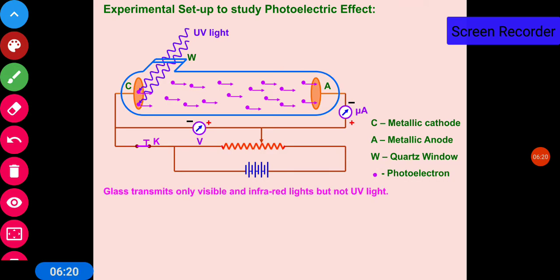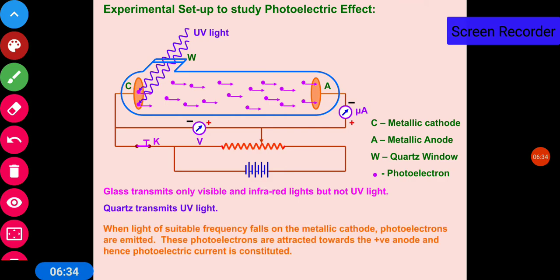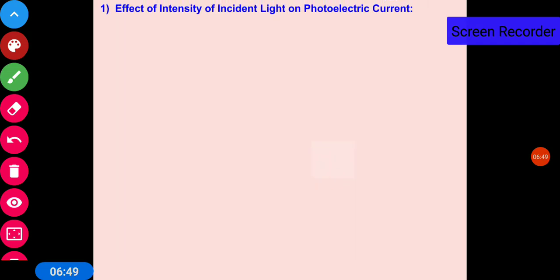Glass transmits only visible and infrared light but not UV light. That is why the window is made of quartz, so that the UV light may pass through this window. Now, when light of suitable frequency falls on the metallic cathode, photoelectrons are emitted. These photoelectrons are attracted towards the positive anode and hence photoelectric current is constituted.